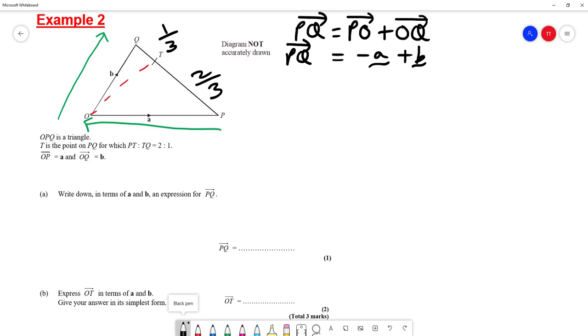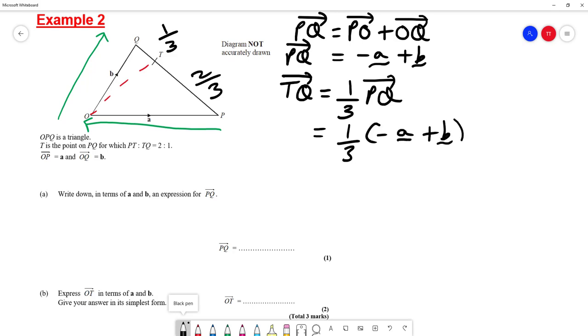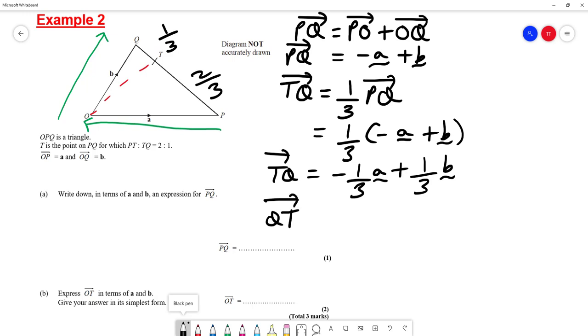So what we need is the vector QT. So if we notice, we could work out what TQ is, because TQ is 1/3 of the line PQ. So that's 1/3 of the vector minus A plus B, which is minus 1/3 of A plus 1/3 of B. But don't forget, this is TQ. We want the opposite of that, which is QT. So we just change the signs around. So we get 1/3 of A minus 1/3 of B, because it's the opposite direction.